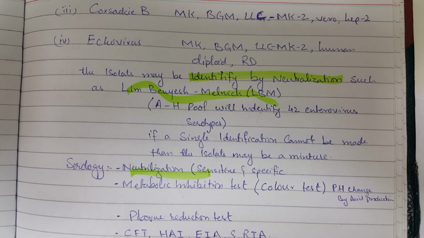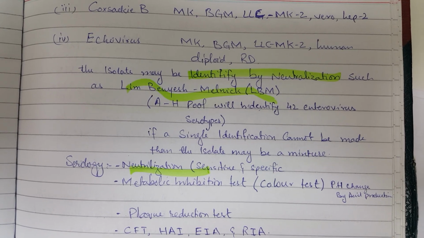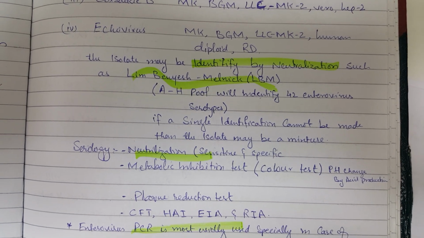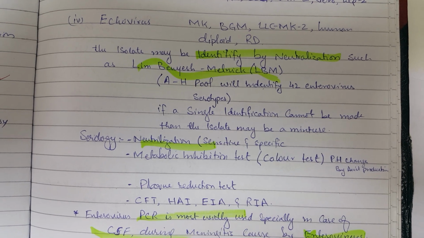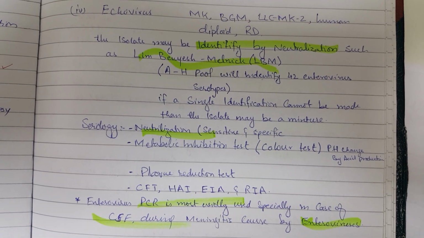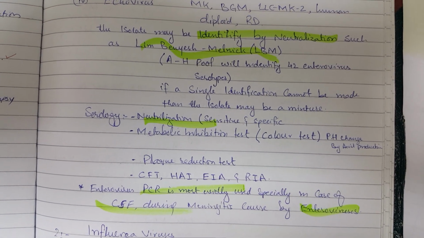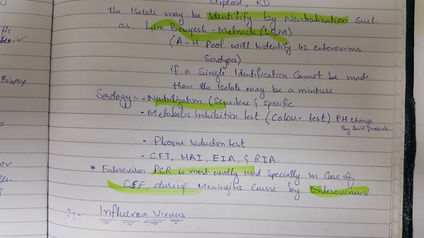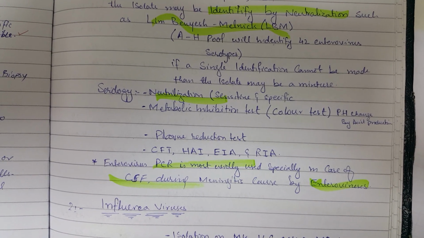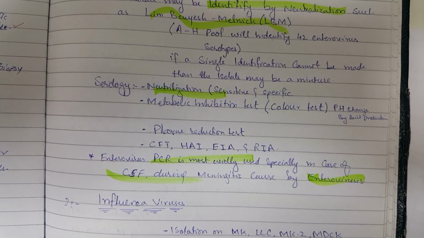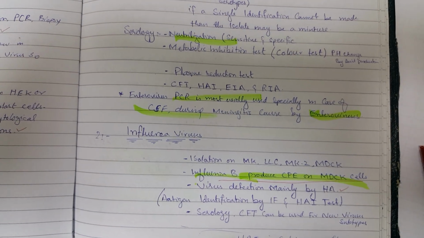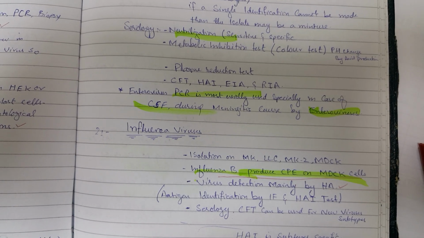Metabolic inhibition tests like color change, pH change, or acid production can also be used. Plaque reduction test, but enterovirus PCR is most widely used, especially in case of CSF during meningitis caused by enteroviruses. Influenza virus isolation on MK, LLC-MK2, and MDCK.